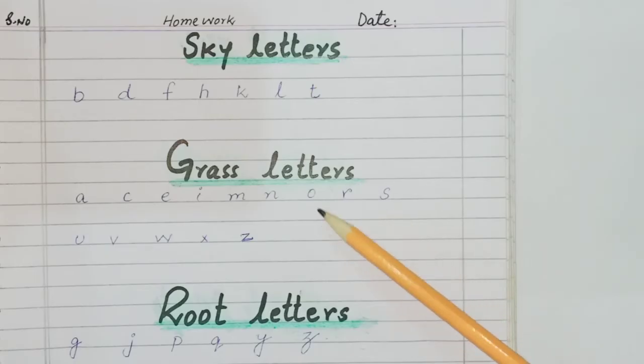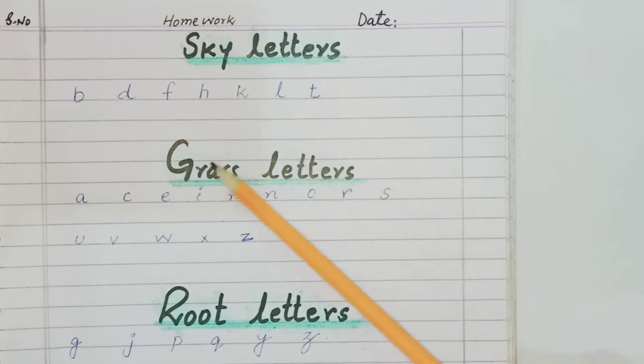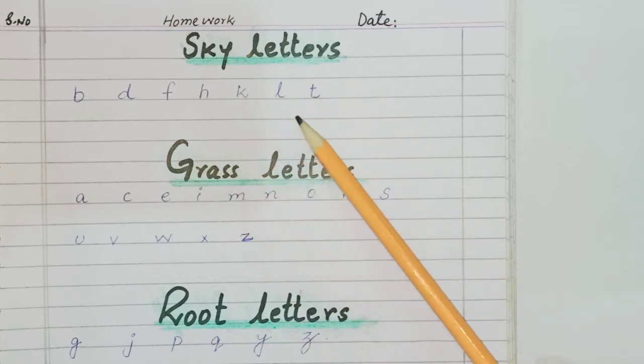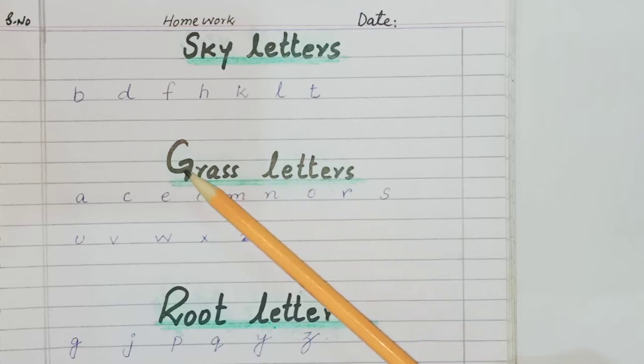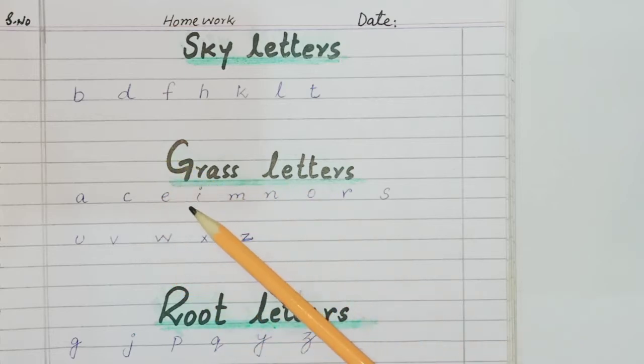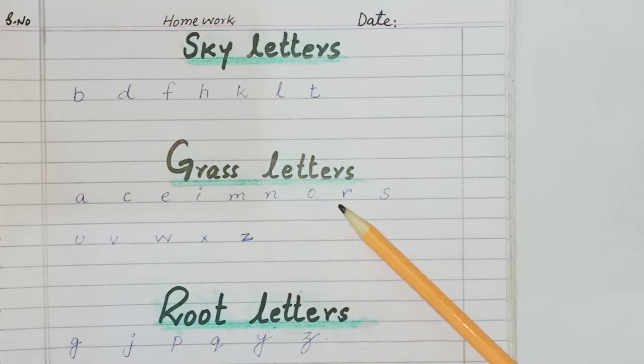And then on the next page, give the heading of sky letters and write B, D, F, H, K, L, T. Then give the heading of grass letters and write the letters A, C, E, I, M, N, O, R, S, U, V, W, X, Z. Then give the heading of root letters and write G, J, P, Q, Y, Z.